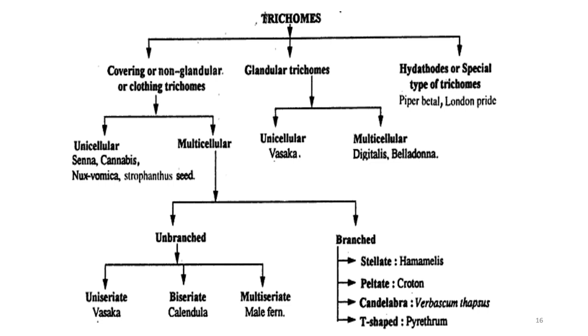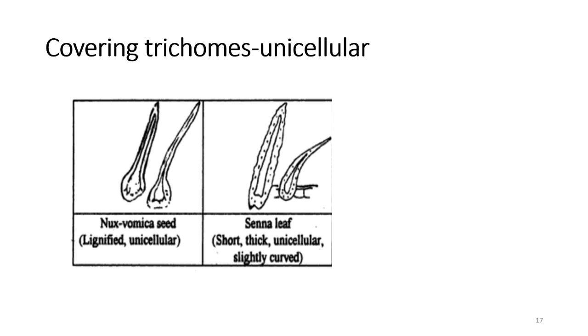Then multiseriate. Uniseriate means it occurs as one series, example Vasaka. Biseriate occurs as 2 series, that is calendula. Then multiseriate, male fern. Then branched: stellate, Hamamelis; peltate, croton; then candelabra, Verbascum thapsus; then T-shaped, for example Pyrethrum. Then glandular trichomes are divided into unicellular and multicellular. Unicellular example is Vasaka, multicellular examples are digitalis and belladonna. So these are the examples for covering trichomes.